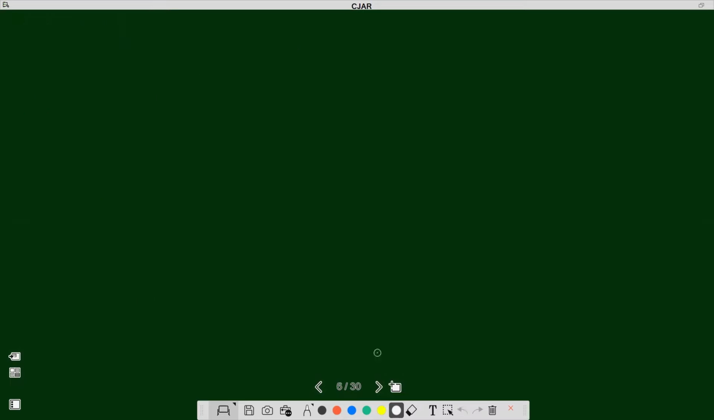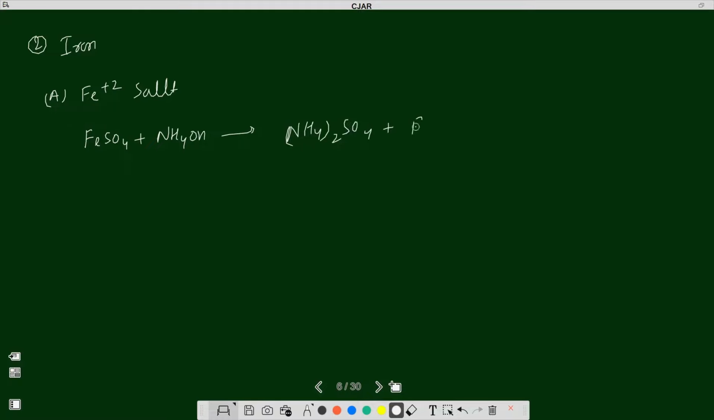Calcium. The second one is iron. For iron we again have two options. Fe2+ salt, that is ferrous salt, for example FeSO4 plus NH4OH. It will react and form (NH4)2SO4 plus Fe(OH)2.